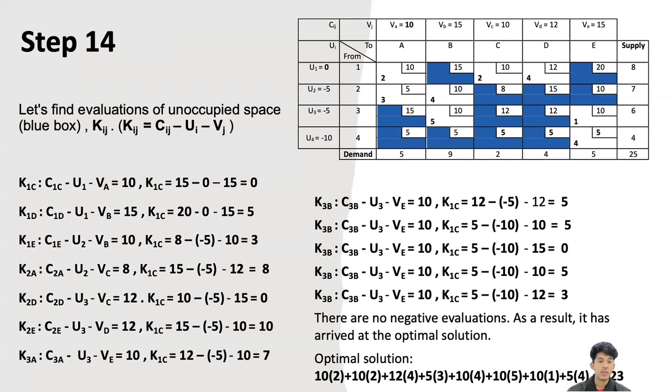And lastly, we will use the same equation, which is Kij equal to Cij minus Ui minus Vj. And after the calculation, there are no negative evaluations. As a result, it has arrived at its optimal solution, which is 223. So that's all for me.